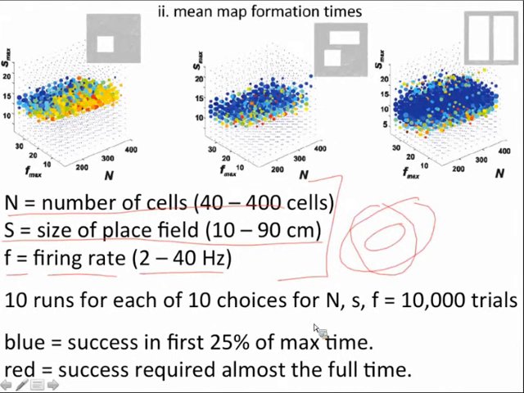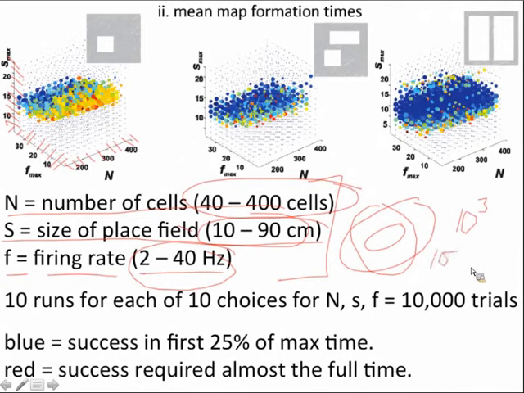They did 10 choices for N, S, and F. So they chose 10 numbers between 4 and 400 for the number of cells to check. So this is the number of cells, and you can see there's basically 10 rows corresponding to the number of cells. There's also 10 numbers. They chose 10 numbers between 10 and 90 centimeters to give you the size of the place fields. And they also chose 10 numbers between 2 and 40 hertz to give you the firing rate. So that is 10 to the cubed choices, so that's 1,000 choices.